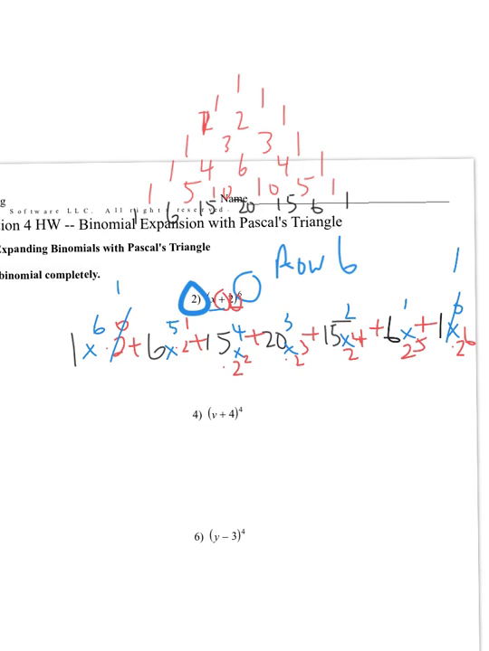Now we just got to simplify each term. So this first one, I've got 1 times x to the 6th times 1, which is going to be x to the 6th. That's right here. Now in here, I've got 2 to the 1st, which is 2. I got to multiply that times my 6 from Pascal's triangle, which is 12. And then I have x to the 5th. And then I have 2 squared, which is 4, times 15, which would be 60. So it's plus 60x to the 4th.